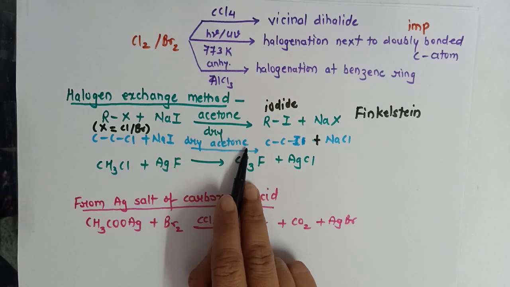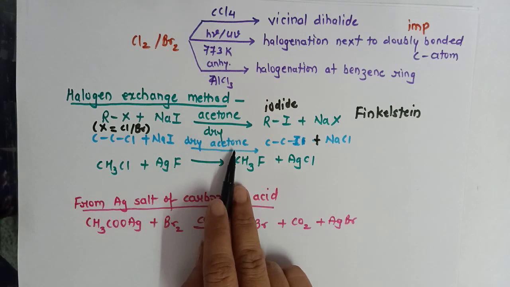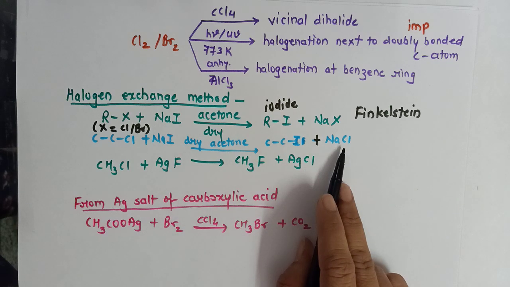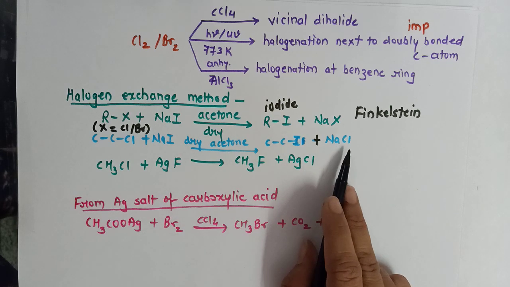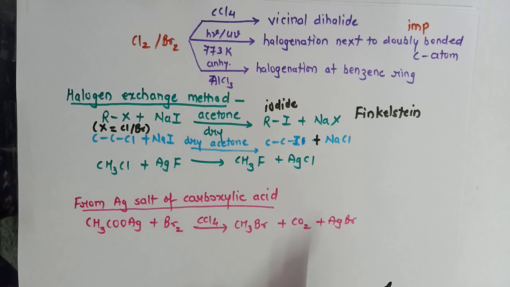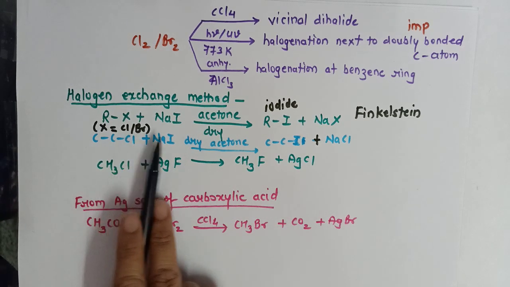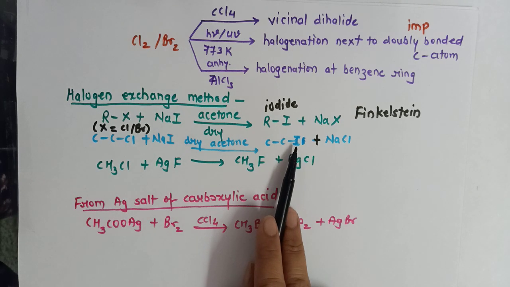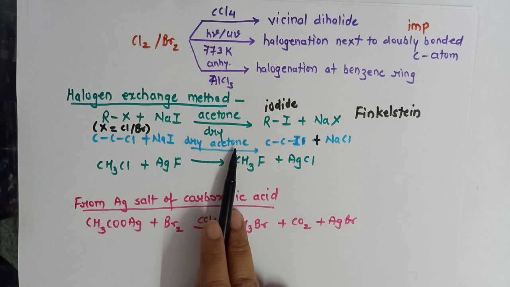Now why are we using dry acetone? Acetone will act as a solvent in which sodium chloride will precipitate out, and therefore sodium chloride will be removed from the reaction as a byproduct. As a result, according to Le Chatelier principle, the reaction will move in the forward direction, thus facilitating the reaction, and therefore acetone is used.